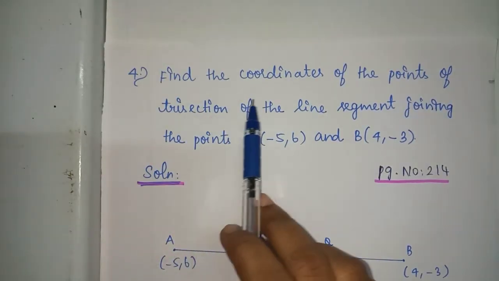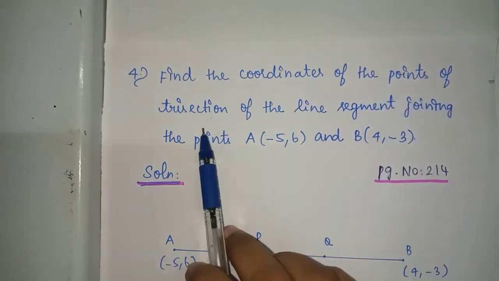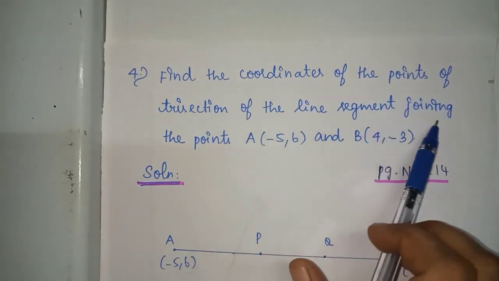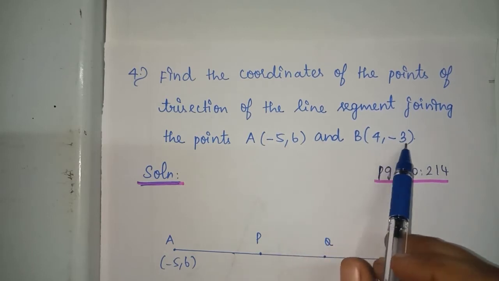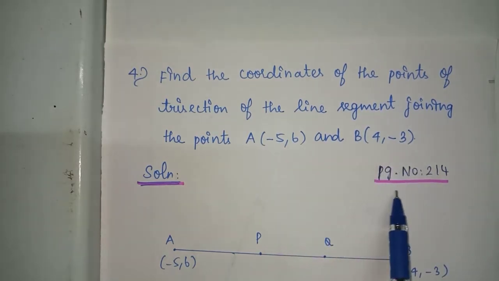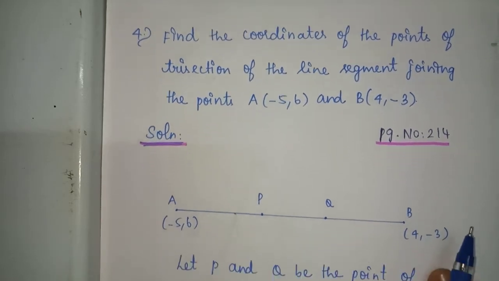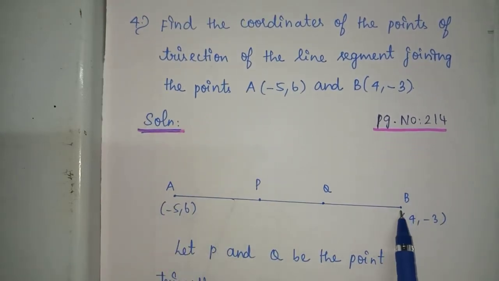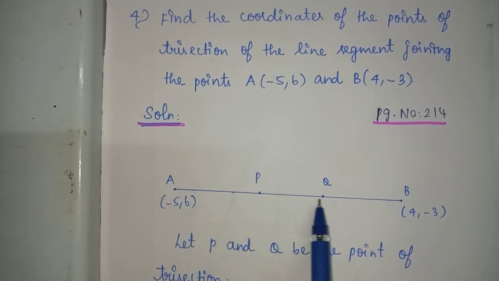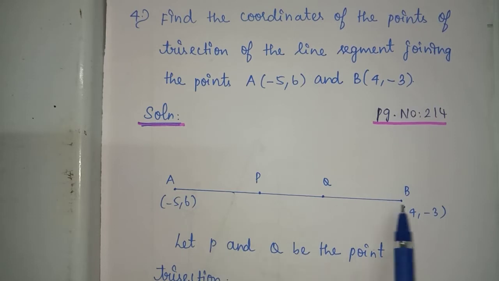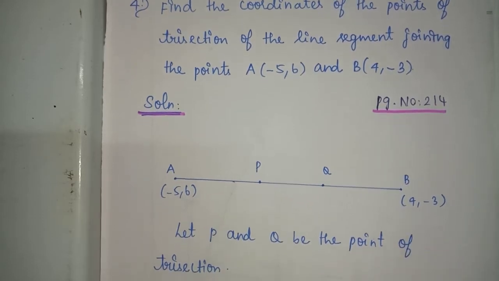Problem number 4. Find the coordinates of the points of the trisection of the line segment joining the points A of -5, 6 and B of 4, -3. The problem belongs to page number 214. So solution: A, B points are given -5, 6 and 4, -3. P and Q are the 2 points which trisect the line segment into 3 equal parts.